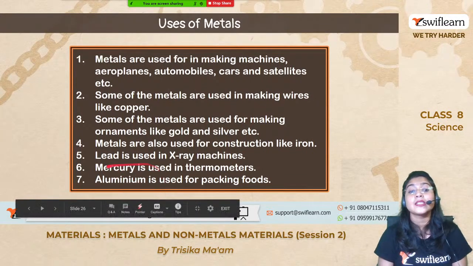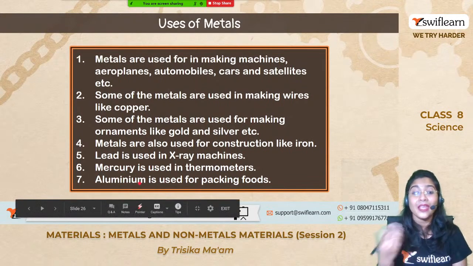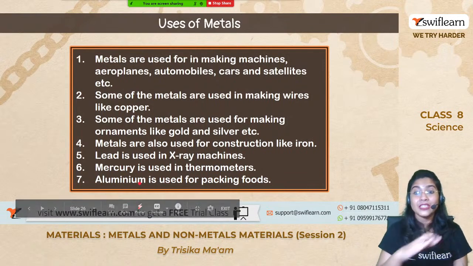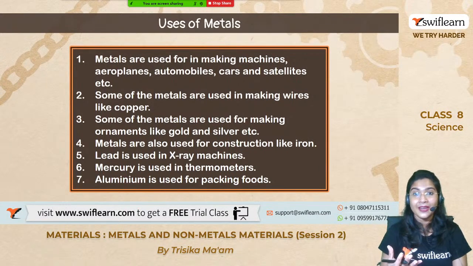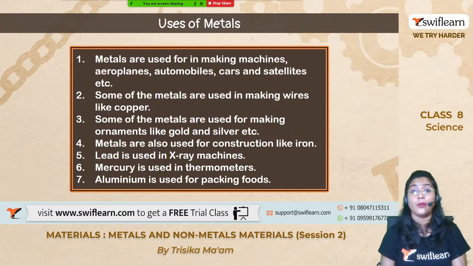Next is aluminium. We can beat aluminium into sheets. The aluminium foil helps for packing food. It keeps the food warm, and it does not react with the food.